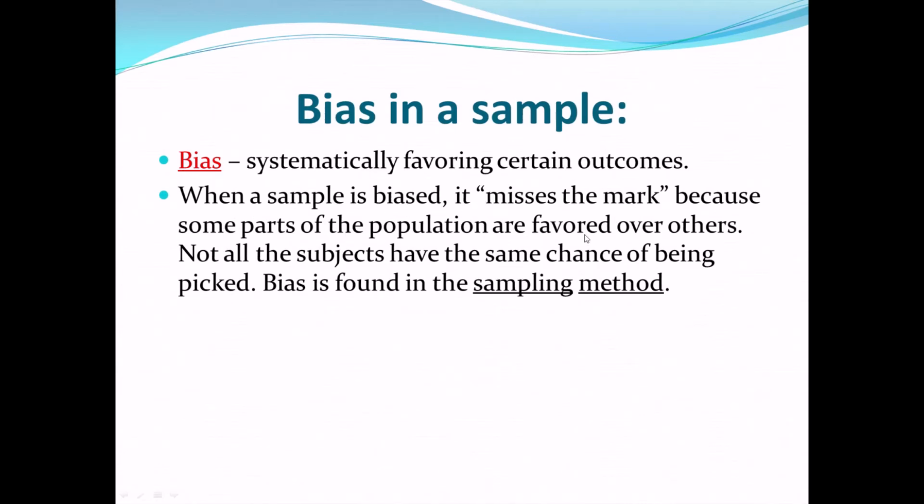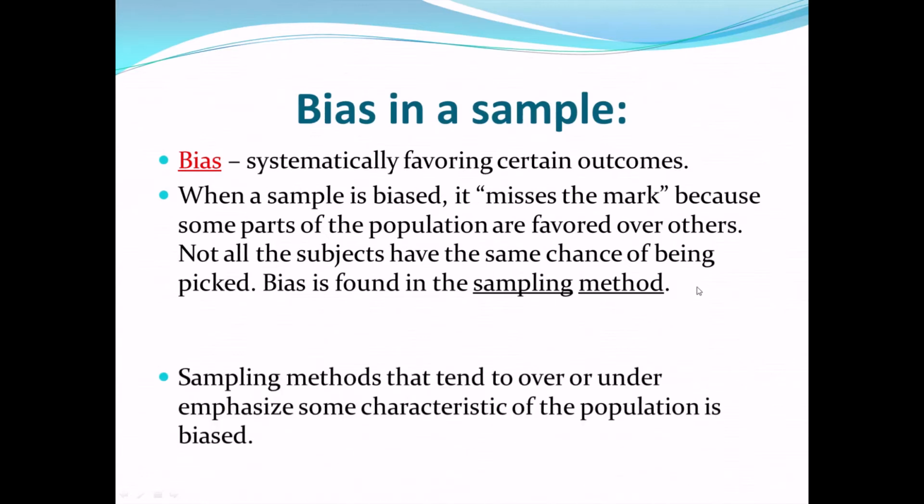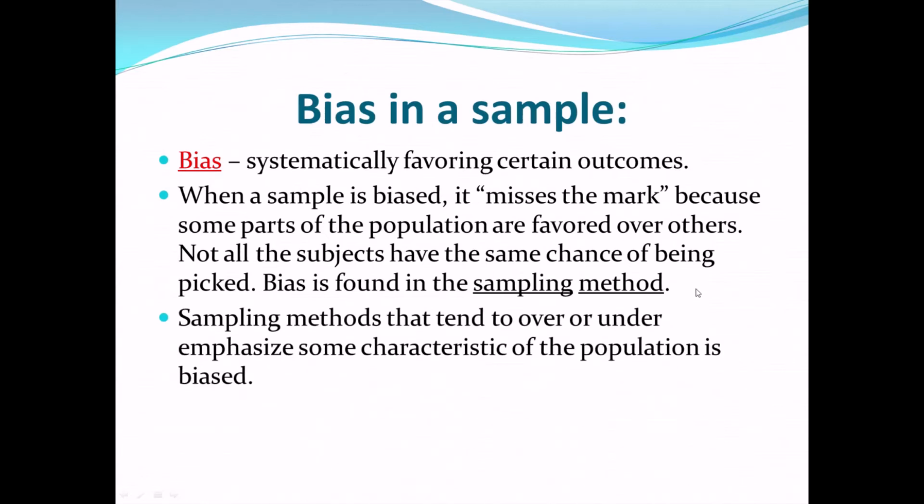Like you aim for something and you're way off, all right? In this case, some parts of your population end up being favored over others. And the reason for that is not all subjects have the same chance to be picked. That's not good, because if you're leaving people out, you may be systematically leaving out characteristics from those people that matter, all right? So bias is found in the sampling method, and since you choose that, that's your fault. All right, so sampling methods that tend to over or underemphasize some characteristic of populations will be biased, all right?